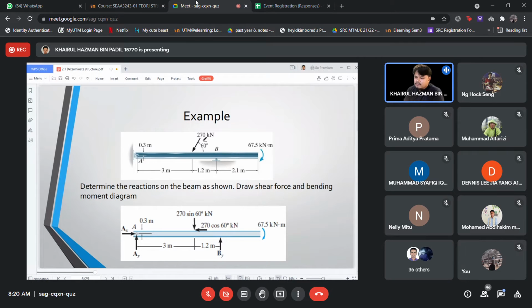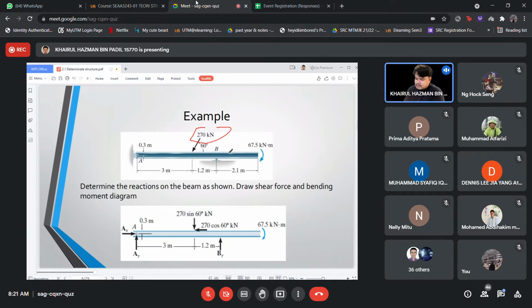So if you have external forces acting on a particular beam at a 60 degree angle, you need to transform these external forces into the y and x axes. By using trigonometric equations, you can use the sin, cos, and tan methods, and then you can get the value of the external forces acting on the structure.